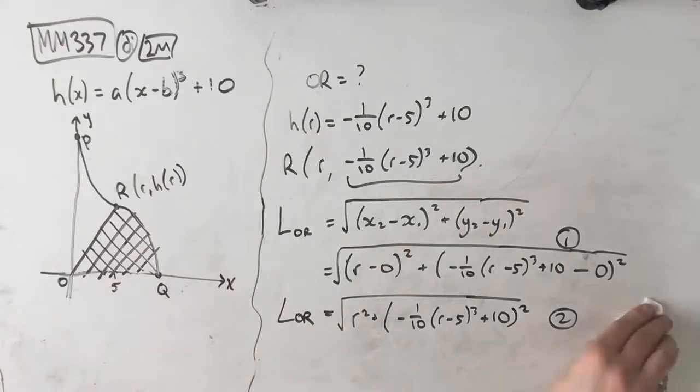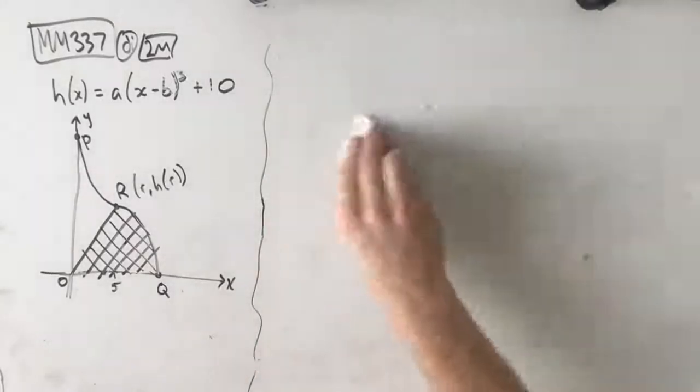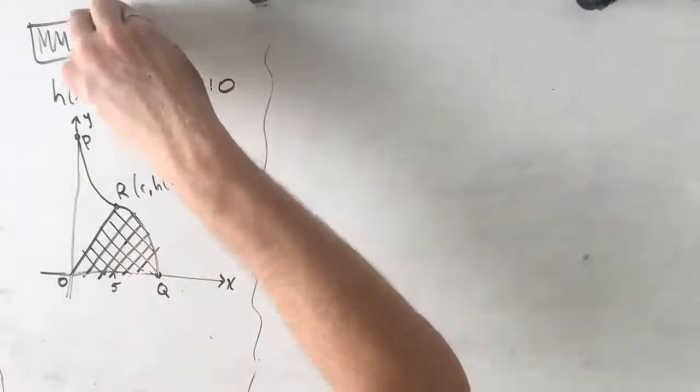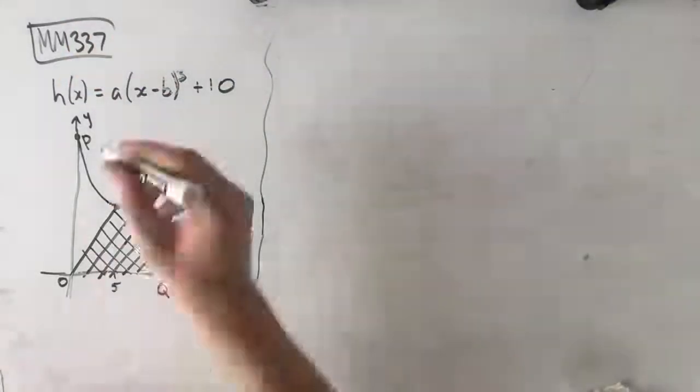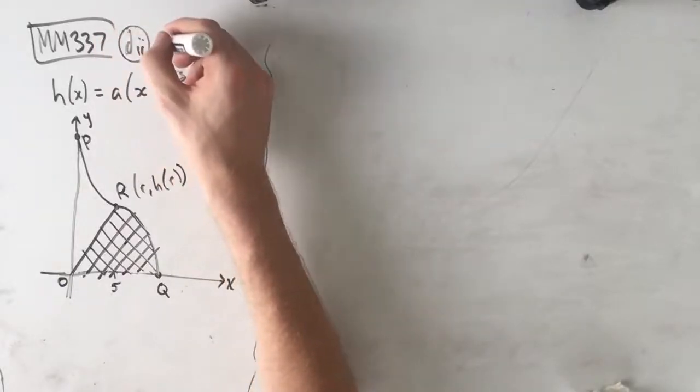Part D II is simply a 1-mark question and tells us to find the value of r if the length of the line OR is at a minimum, correct to 2 decimal places. Awesome. So D II, 1 mark.